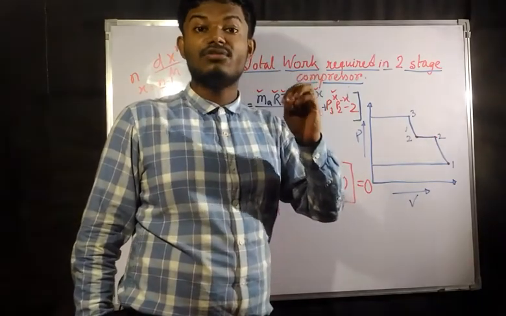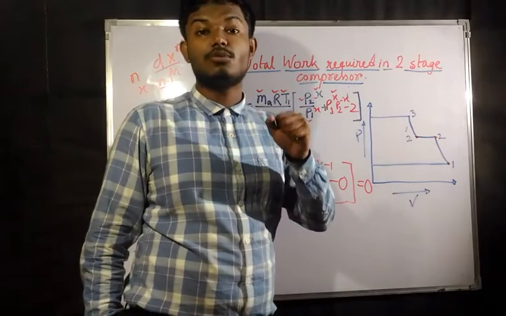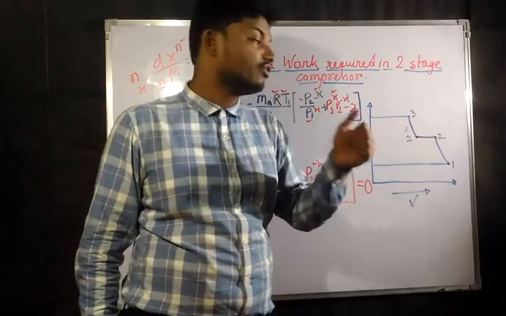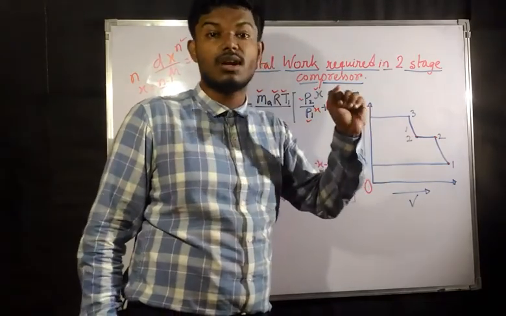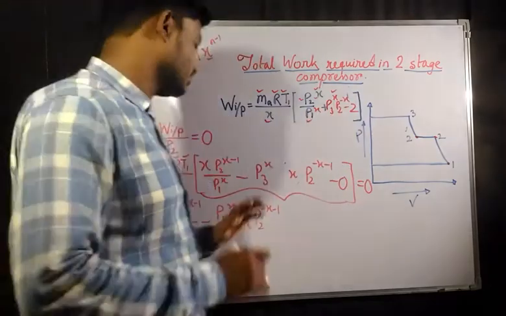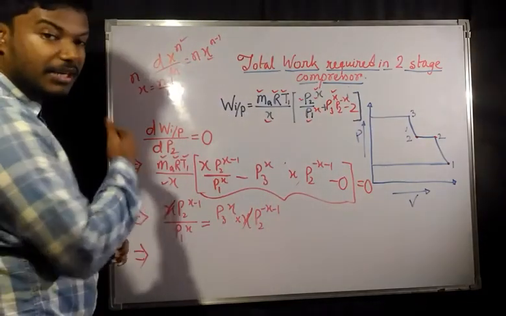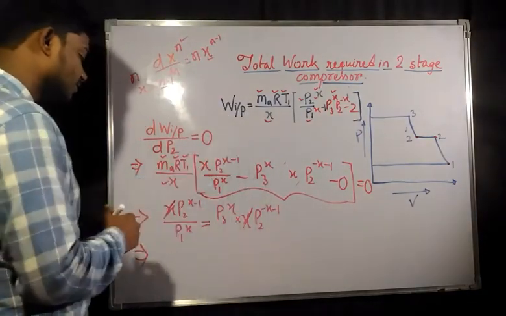Okay, so we need to find the work output. We need to find the value of p2, or at what pressure we need to compress with the first compressor. So we'll take all the p2s on one side and all the others on the other side.